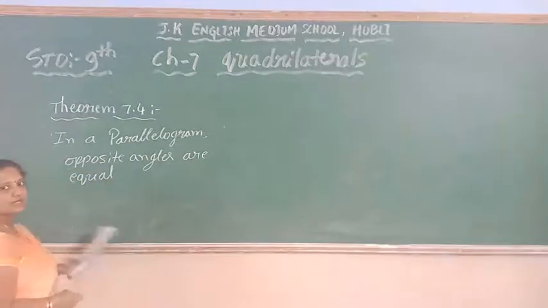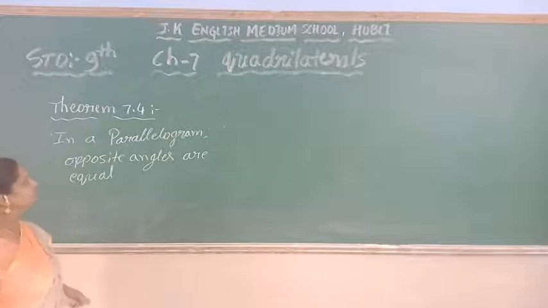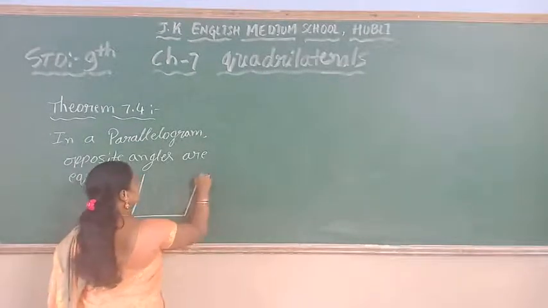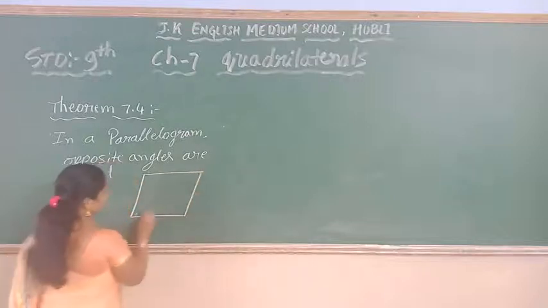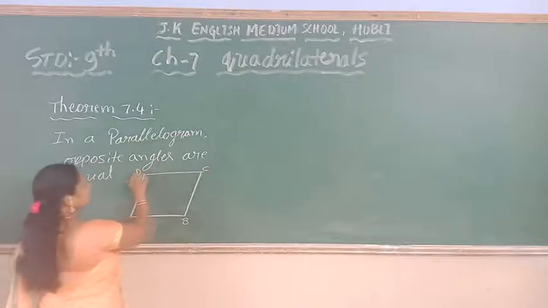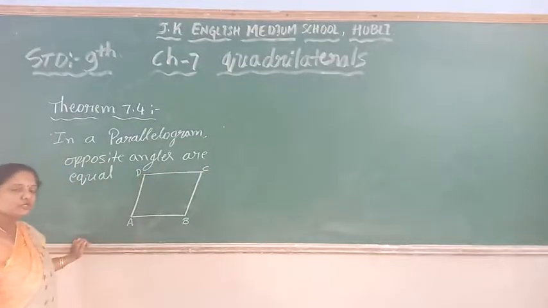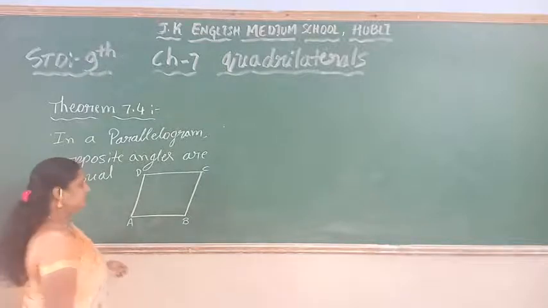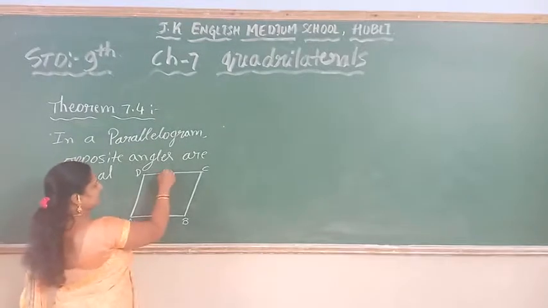So, I'll draw one parallelogram. To prove this, ABCD is a parallelogram. I give a name, ABCD is a parallelogram. So, already you know children, parallelogram means opposite sides are parallel. AB is parallel to CD.